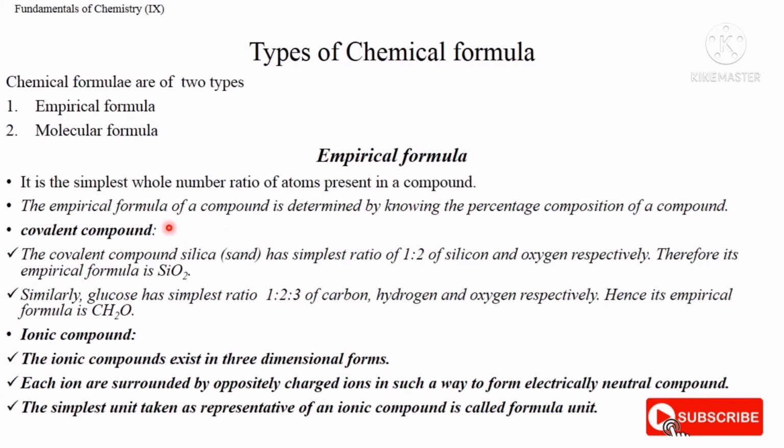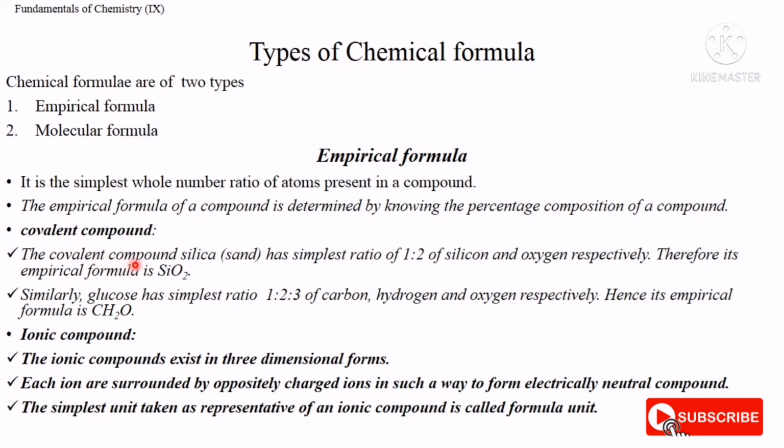As we know, there are generally two types of compounds, the covalent compounds and ionic compounds. In the case of a covalent compound and in the case of an ionic compound, we have to see how to treat the empirical formula. We have to discuss both, but first we will discuss the covalent compound.